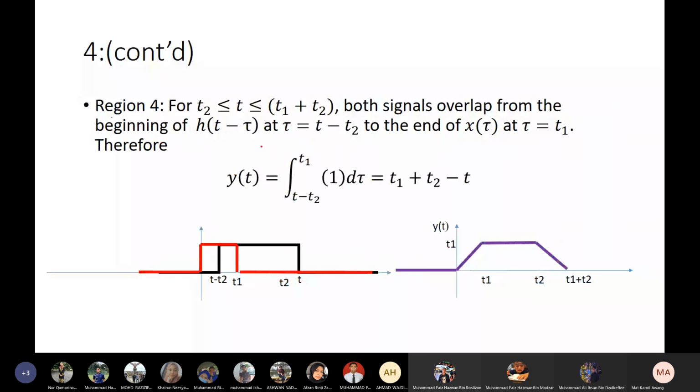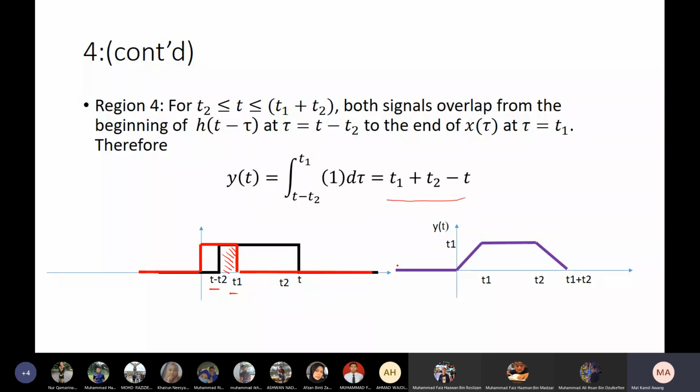Region number 4, for t, is from t2 until t1 plus t2. So both signals overlap from the beginning of h of t minus tau to the end of x of t for t1. So basically that's this part. So the integration is really from t minus t2 to t1 of 1. So you get this t1 plus t2 minus t. So this is the curve.